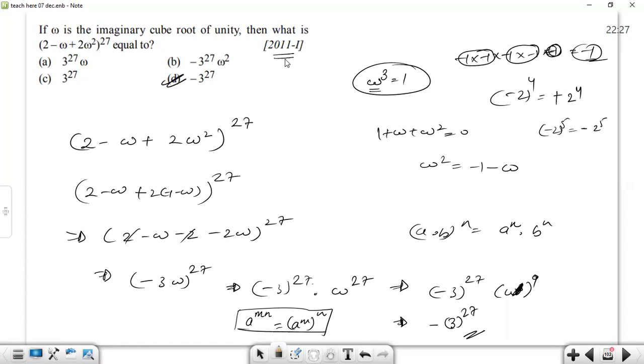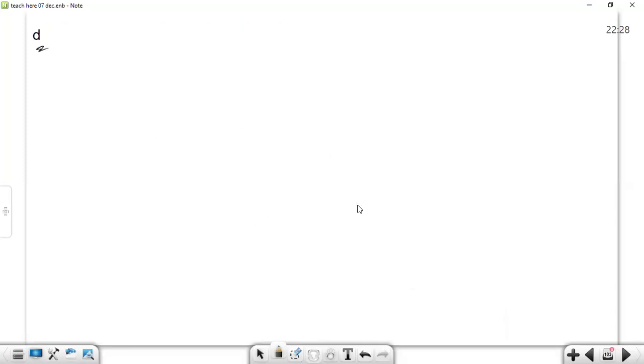This is the previous year question asked in NDA 2021, in the first NDA paper. Okay, it's easy, you just have to remember the properties. Properties are very important. Clear? Any doubts? No, sir.